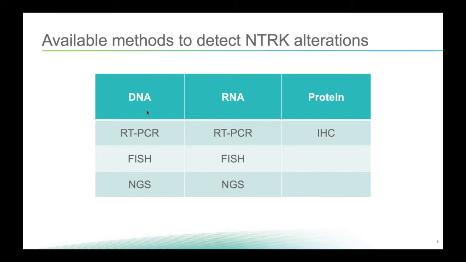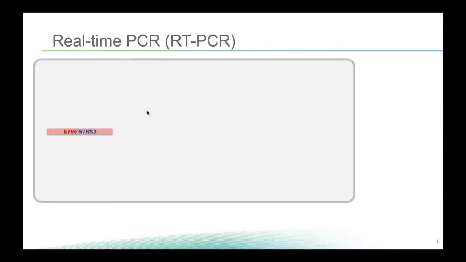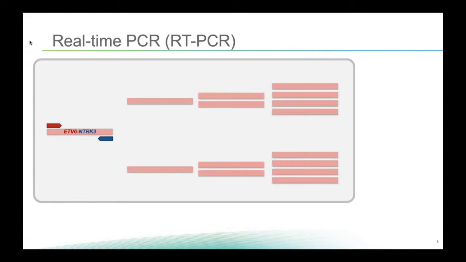So let's just quickly go through real-time PCR and see how it fits our needs for the NTRK testing. The concept with real-time PCR is very simple. We are interested in a very specific part. In this case, let's take ETV6 with NTRK3. So we design small primers that will target this fusion. And through multiplication, it will give us 2 copies, then 4, then 8, until we reach millions of copies.